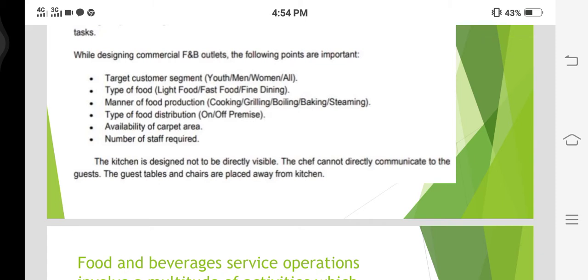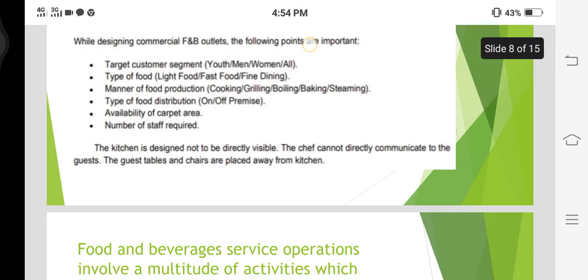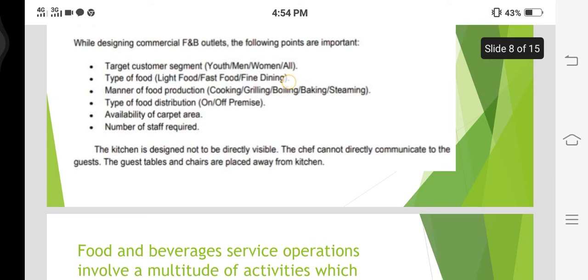Type of food distribution: on or off premise. So you decide on your food distribution, whether on or off premise, as mentioned in lesson 1. On premise means inside catering, off premise is outside catering, like birthday parties and wedding parties.